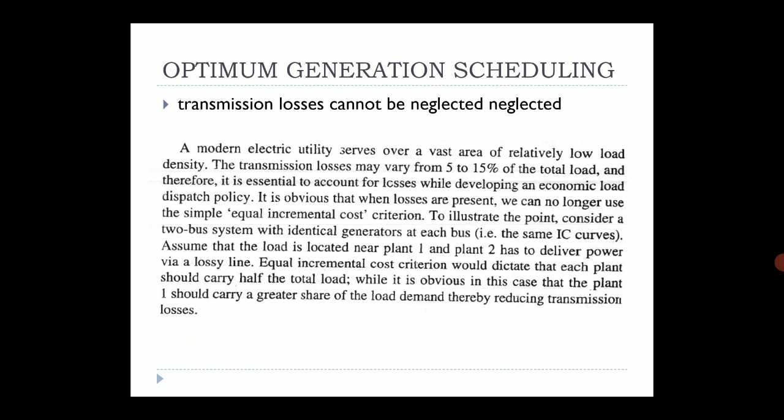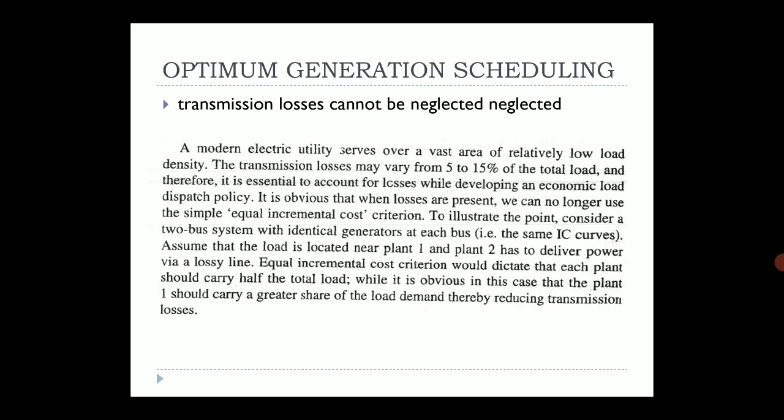The modern electric utility serves over a vast area of relatively low load density. The transmission losses may vary from 5 to 15% of the total load, and therefore it is essential to account for the losses while developing an economic load dispatch policy. It is obvious that when losses are present, we can no longer use a simple equal incremental cost criterion.